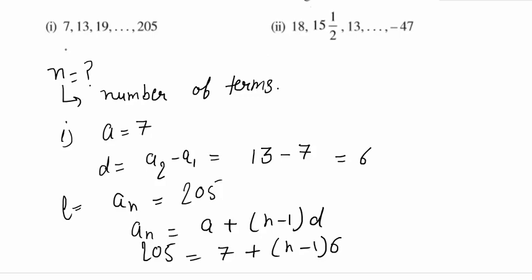First of all, write A and then write D. Find out D by using A2 minus A1, and this is the nth term. So use the formula for the nth term, that is A plus n minus 1 into D.